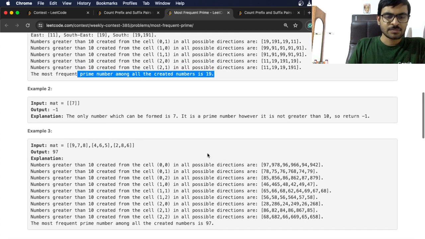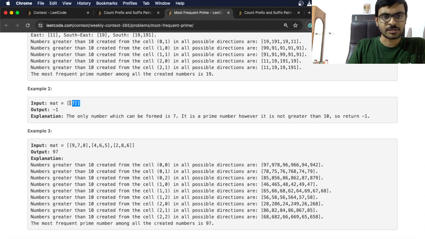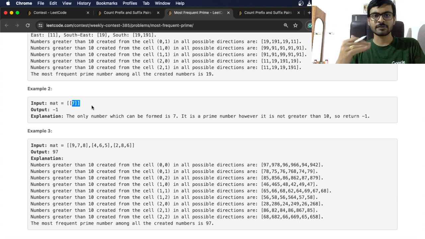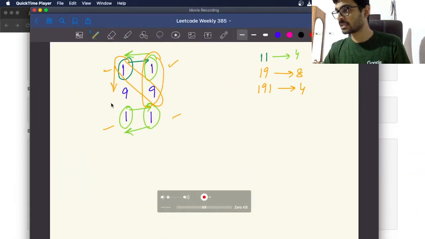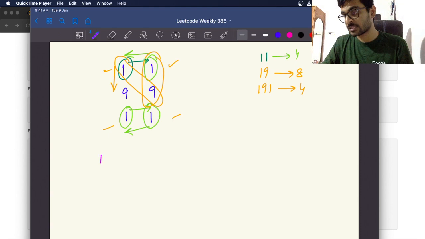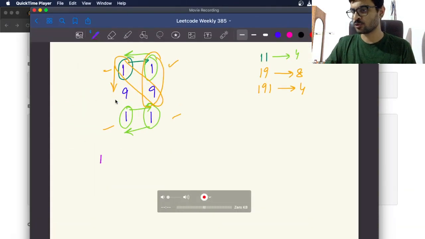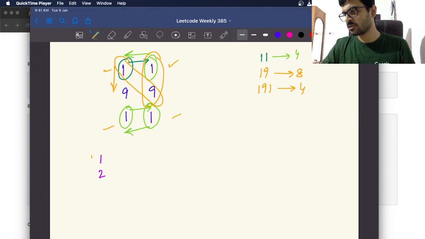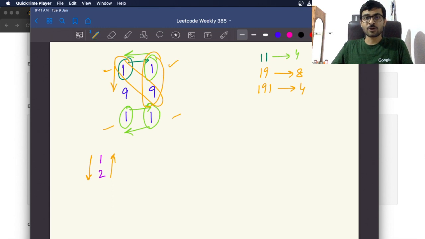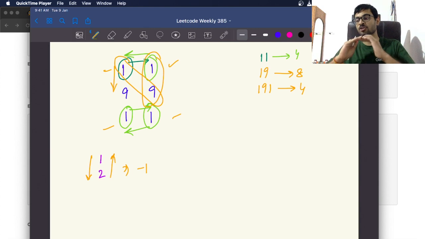Similarly, over here, 7, you don't have any other possibility. So 7 is the only number that you can form, and 7 is not greater than 10. Similarly, you could form larger numbers but still remain unable to find anything. For example, let's say we have 1, 2. If you try to go down, you have 12, that is not a prime number. If you go up, you have 21, that is not a prime number. And only 1 and 2, they are less than 10, so you can't take them. So here also your answer will be -1, that we have no prime number that is greater than 10.